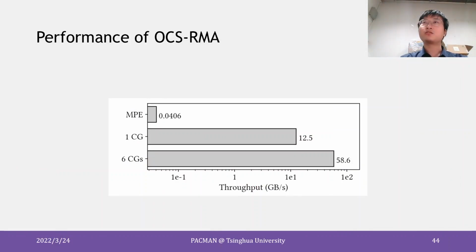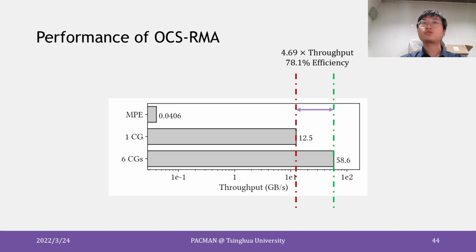Evaluating the OCS RMA kernel alone, we tested it in a micro benchmark which bucketized 4 GB of uniformly random 64-bit integers by the lower 8 bits. Let's simulate multiple patterns in which we use it in the BFS implementation. The throughputs of MPE sequential bucket sort and OCS RMA on a single CG and 6 CGs are listed in the figure, and we observe that the 6 CG version achieves nearly 5 times the throughput of 1 CG, indicating 78.1% efficiency.